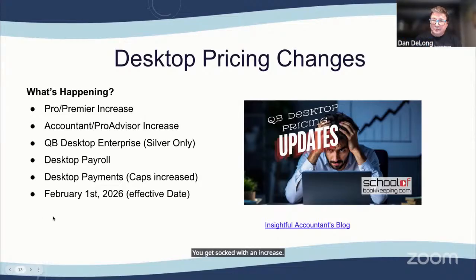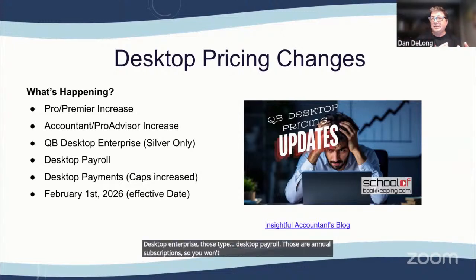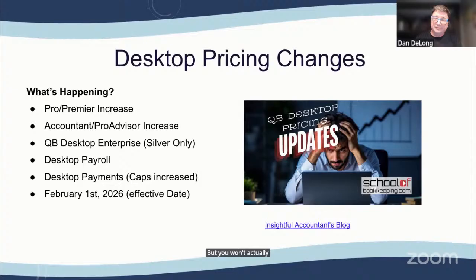The most important thing to remember about these pricing increases for the annual subscriptions, so your Pro, Premier, Accountant, Desktop Enterprise, Desktop Payroll, those are annual subscriptions, so you won't see the pricing increase right away. The pricing increase will be effective February 1st of this year, but you won't actually see the increase until your renewal, right? So if you started your subscription in June of 2025, that increase won't be until your actual renewal date of those annual subscriptions.